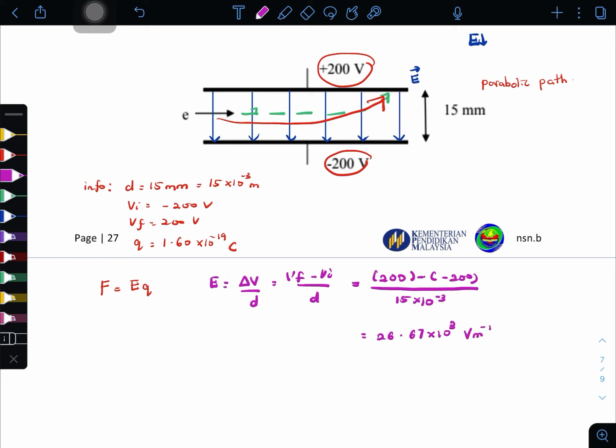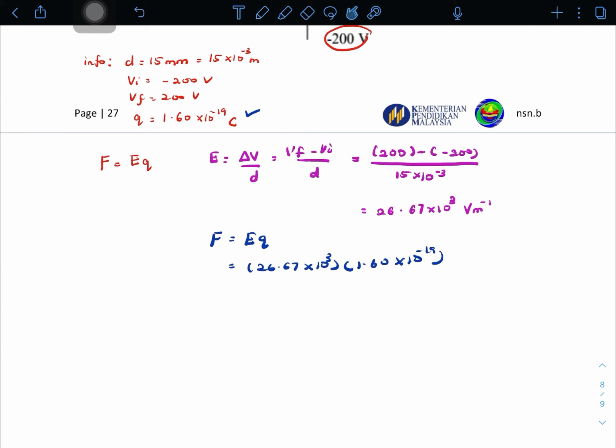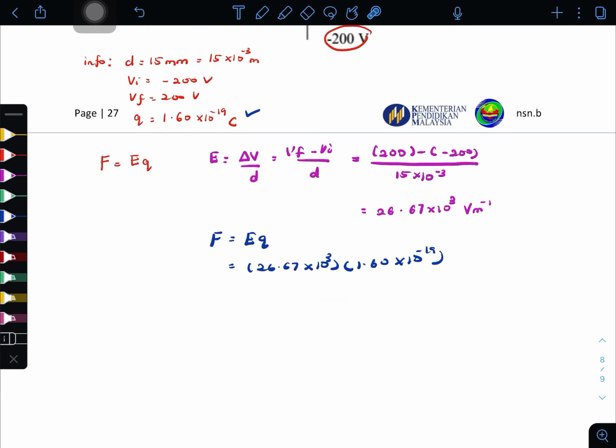So we already have E, kita ada Q, kita boleh kira force yang ini. So F is equals to E times Q. So E 26.67 exponent 3 and Q is the charge 1.60 exponent negative 19. Macam mana saya tahu dia ialah 1.60? Sebab dia mention electron. Charge electron ialah constant dan kita boleh tengok dekat list of constant dekat depan soalan. Okay, so we will get value here is 4.27 exponent negative 15 and unit for force is Newton. Right, so that's for the example 31.